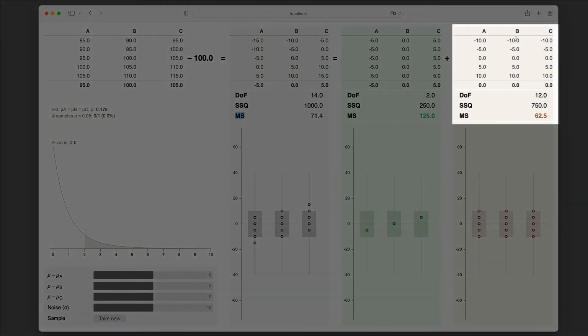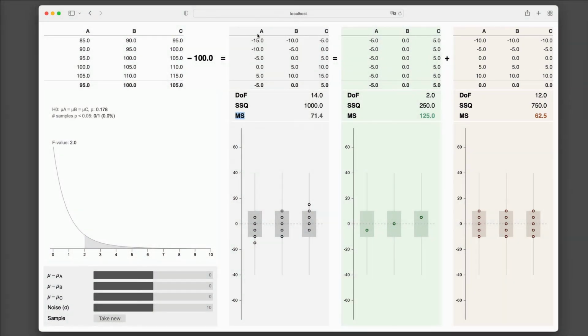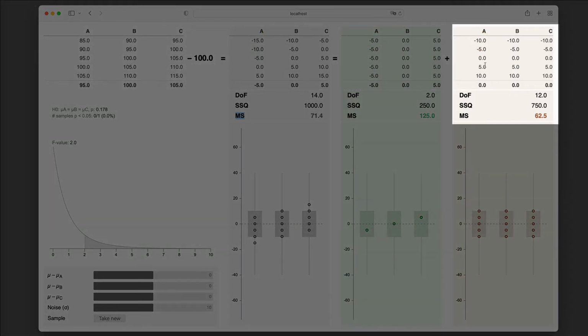Now the next, it's the residuals. And residuals, it's simply a difference between the original value and the mean. So minus 15 minus minus 5 gives you minus 10, and so on. So this is what is left when we removed all the systematic variation from the values, right?